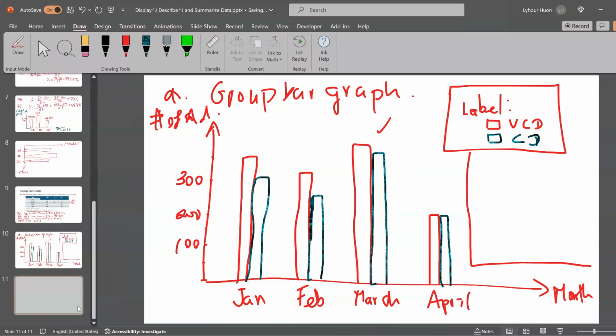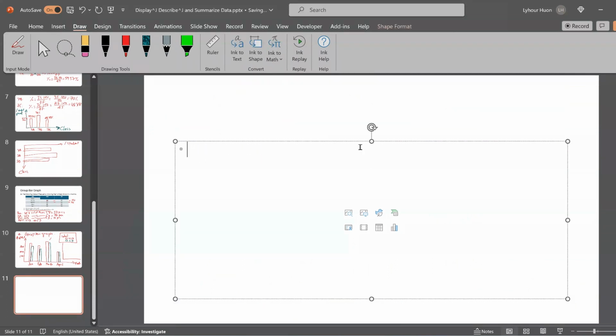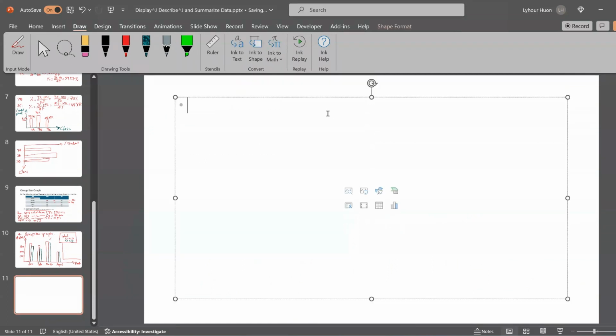Okay, so next, it's a group bar graph, another example of a group bar graph, but this one will involve something different. I will give the example and you can guess what we should do. Example 2, table of frequency below.